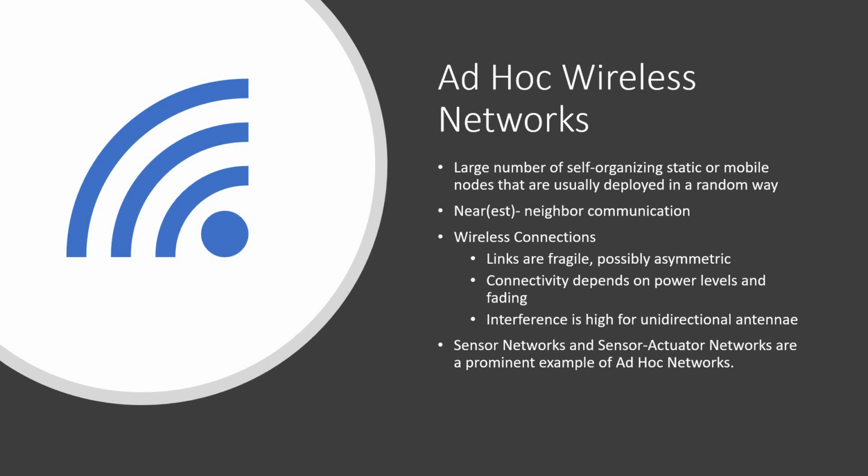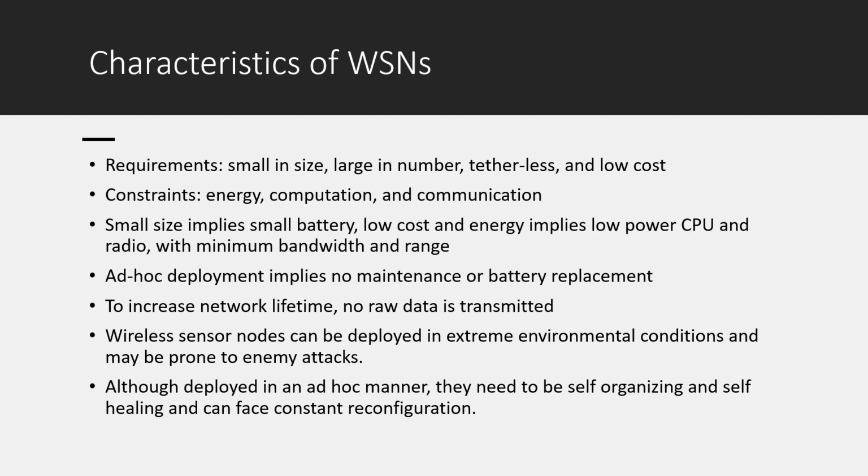Examples of ad hoc wireless networks are sensor networks and sensor actuator networks. So as we can already see, wireless sensor networks are also an example of ad hoc networks. So now, as we have seen the generalized characteristics of ad hoc networks, we can dive deeper into wireless sensor networks.